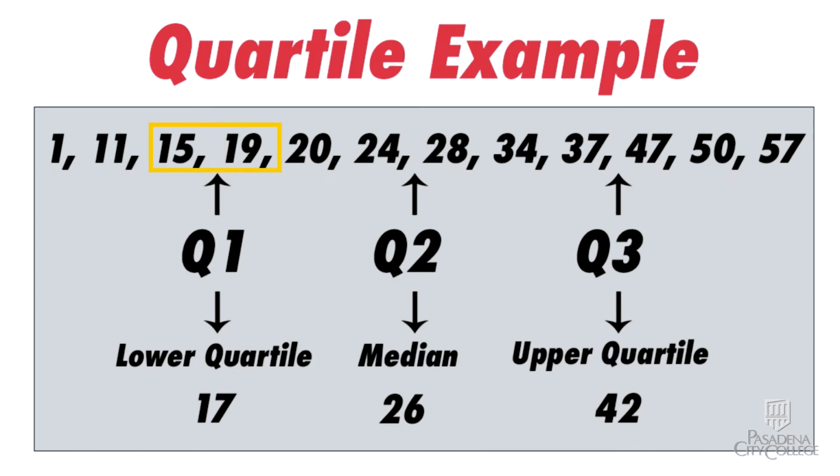So it's right in between the 15 and the 19? Exactly. So how do I find Q1 exactly? We'll average those two numbers. So 15 plus 19 divided by 2 will give you the first quartile, which is 17. Exactly.